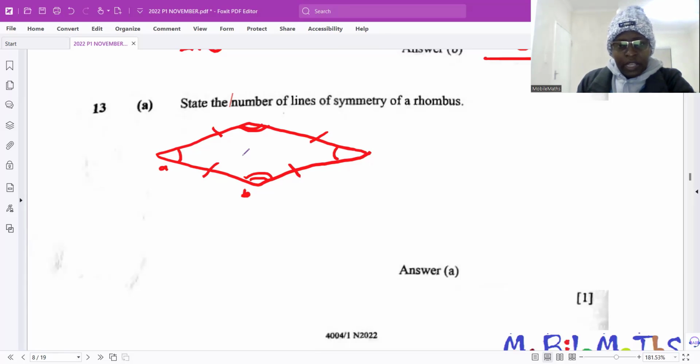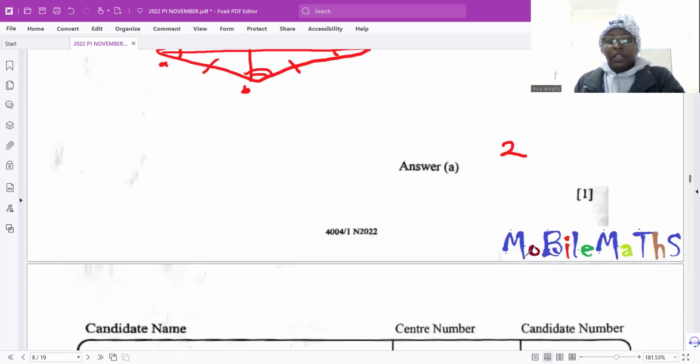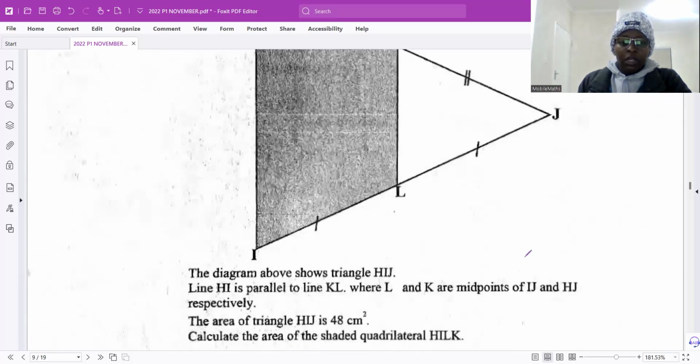Now the question is saying, how many lines of symmetry do we have? We only have 1 and 2. Okay, so our answer is 2. Okay, fine. Let's move on. Part B of the question. We have this triangle. Then they're saying the diagram shows triangle HIJ.